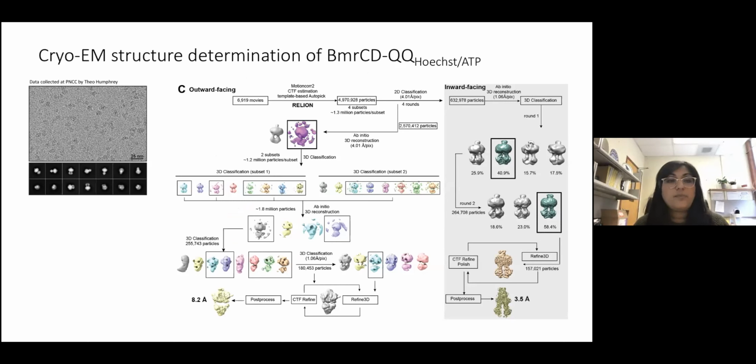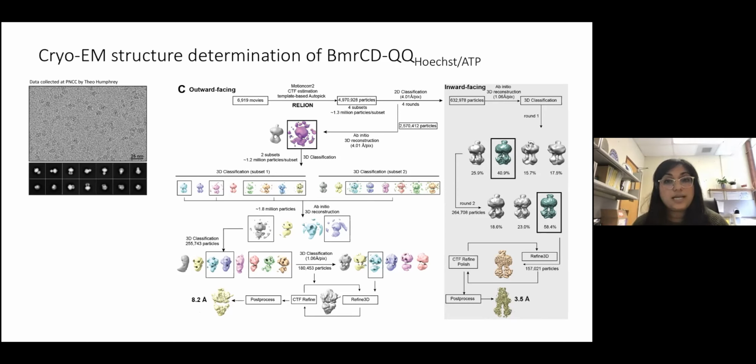So if you remember the EPR data, we were expecting an outward open population to be stabilized in the presence of this mutant, Hoechst and ATP. But what we found was that this outward open population was actually way less resolved than a second population that was this inward open state. And this inward open state, we were able to resolve the structure to 3.5 angstrom resolution using a pipeline entirely in RELION, which ended up being the one that worked the best.